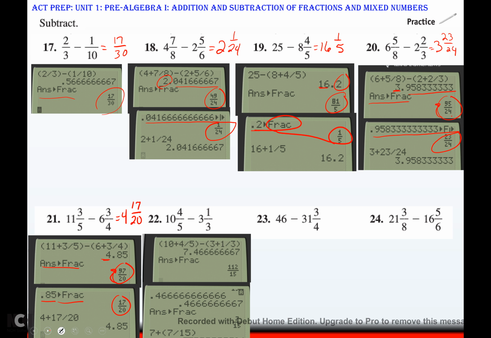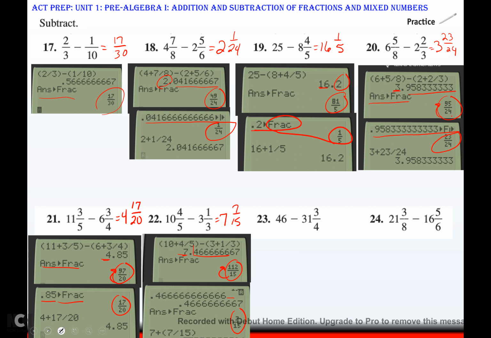Okay, 22, type it in, 10 4/5 minus 3 1/3 is 7.46 repeating. Math enter it is improper. This tells me that 15 goes into 112 7 whole times, and 0.46 repeating left over. So I type 0.46 repeating and math enter it, and that gives me 7/15.